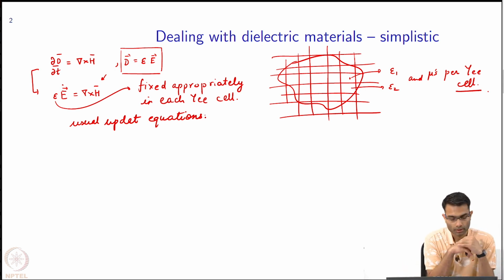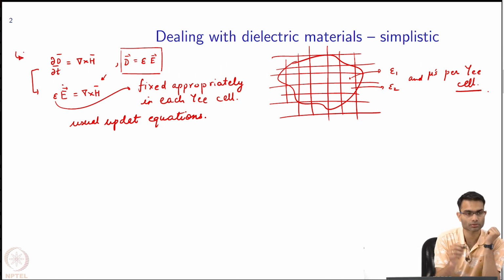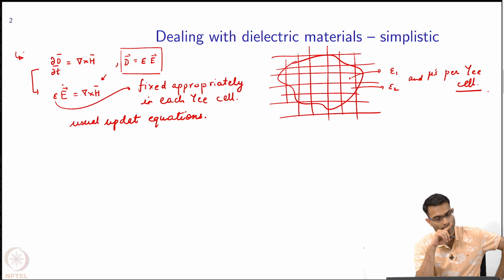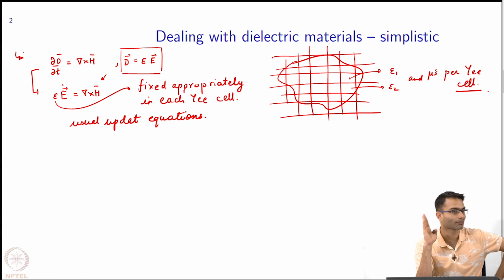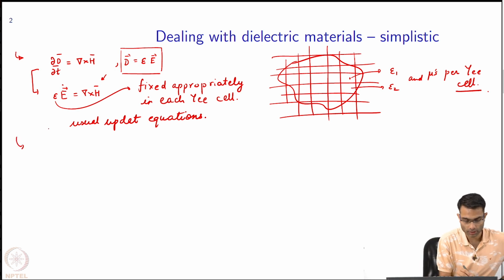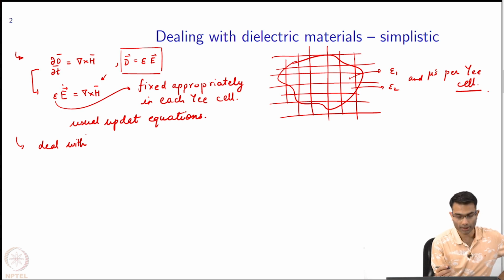Now, what if my material also has non-zero conductivity? How will my update equations change then? Yes, there is a lossy thing. So, how do I deal with it? Complex permittivity is one thing, but when I do complex permittivity, the implicit assumption there is that I expand the fields in the e to the j omega t form. If I do not want to do that, and I want to stay in the time domain, then how do I introduce a new component?